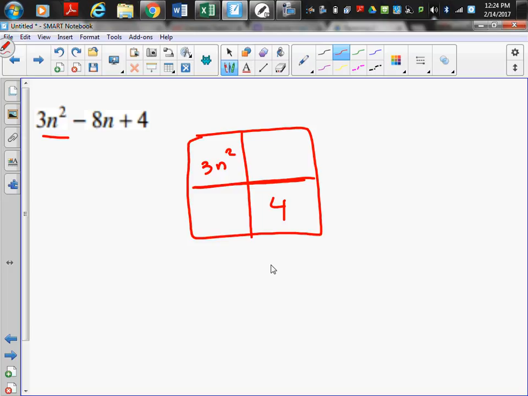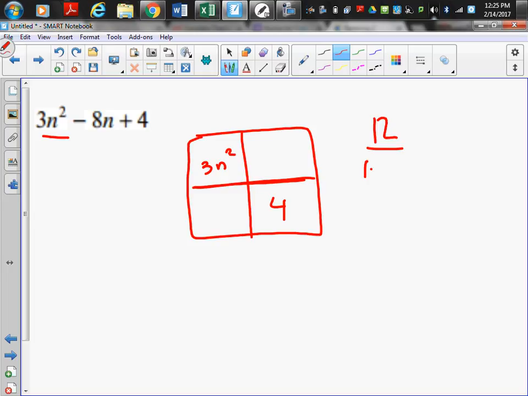Then what do I do? Well, you have to find the factors. No, I multiply. You multiply 3 times 4. Multiply 3 times 4. 12. So 3 times 4 is 12. So I got to get the factors of 12.